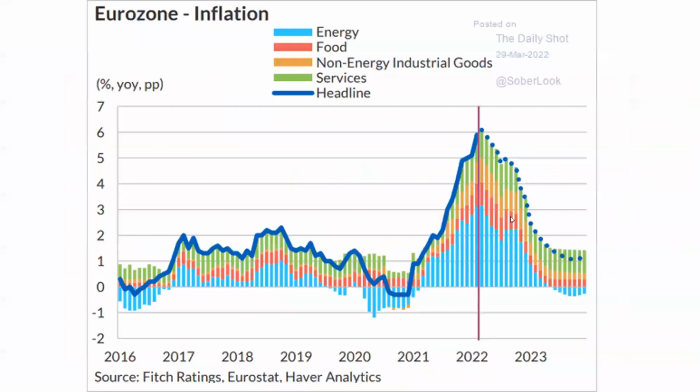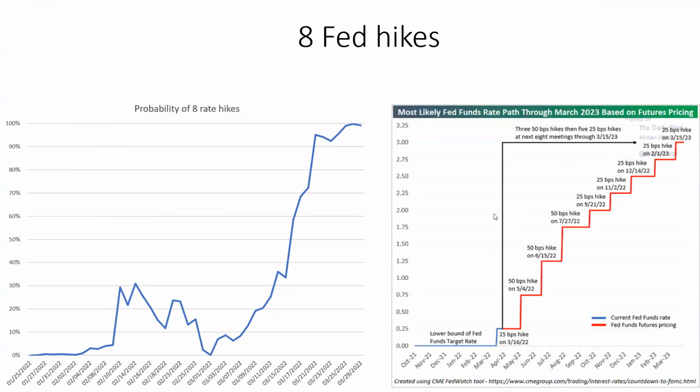So the Fed, because of all the talk it's had, has basically gone from a very low probability, even at the beginning of March, of 8 rate hikes to basically almost 100% probability. So basically a 2% Fed funds rate by the end of the year.